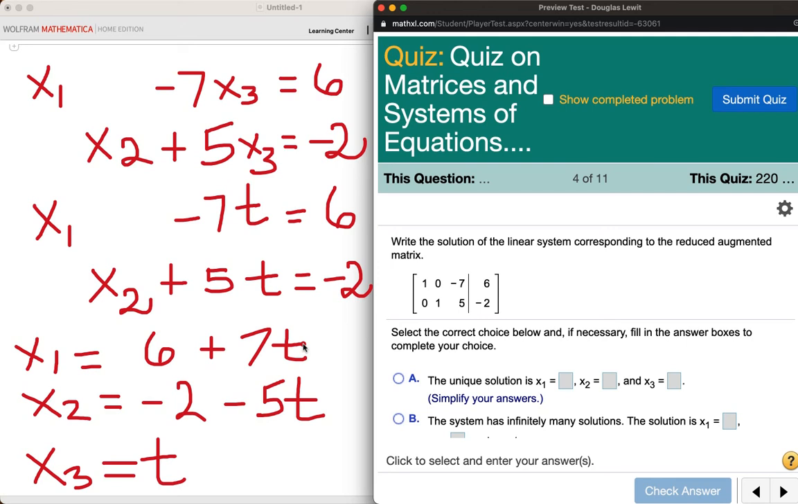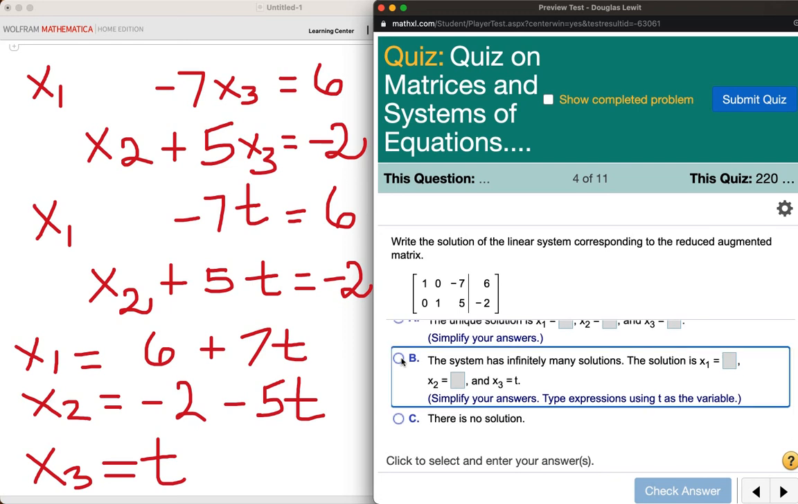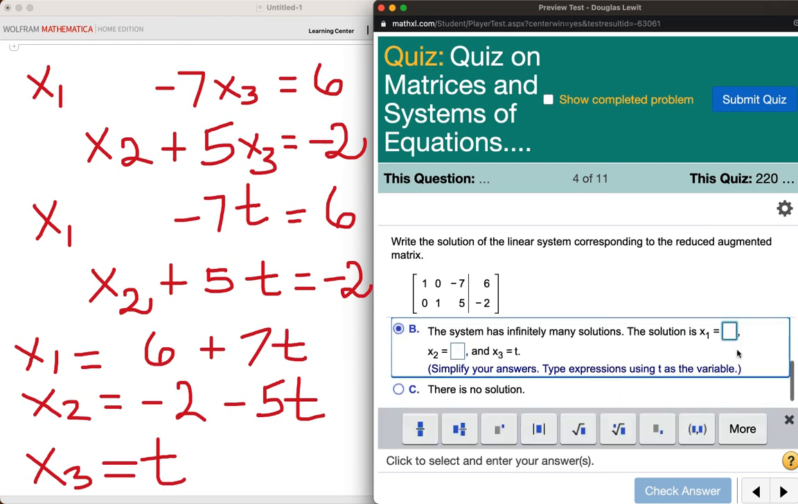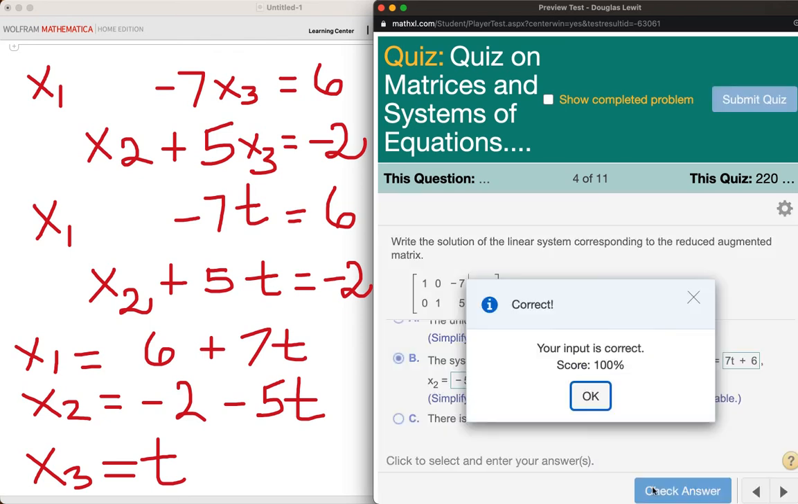T could be any number. You have infinitely many solutions. The system has infinitely many solutions. The solution is x1 is equal to 7t plus 6, or 6 plus 7t, it doesn't matter because addition is commutative. 2 plus 4 is the same as 4 plus 2. And x2 is -5t minus 2, and x3 is equal to t. Your input is correct, score 100%.